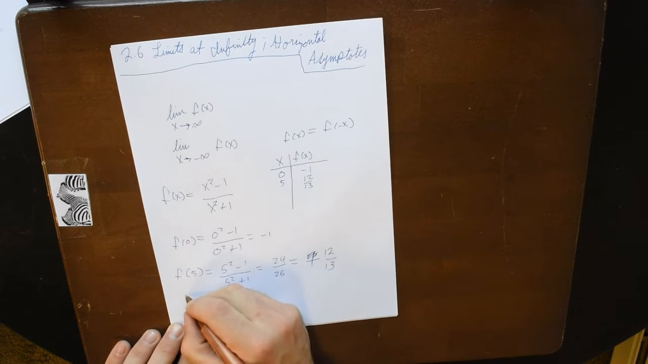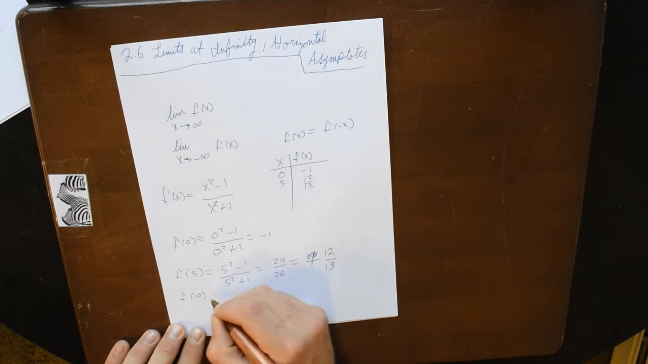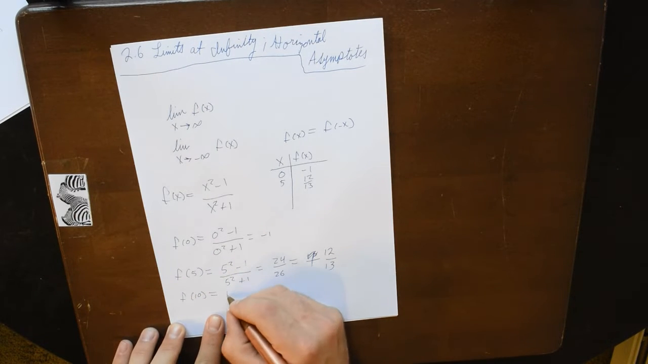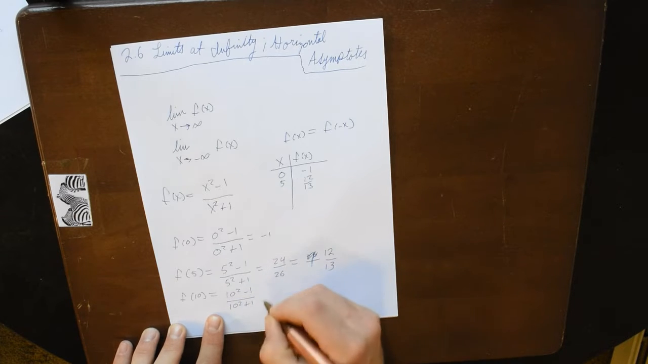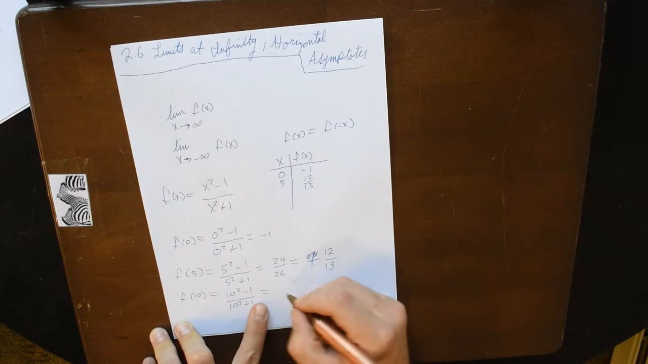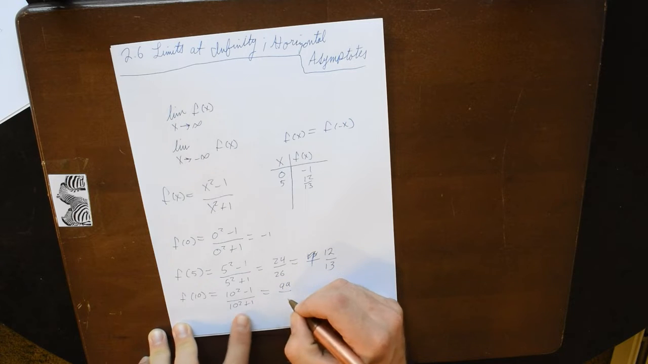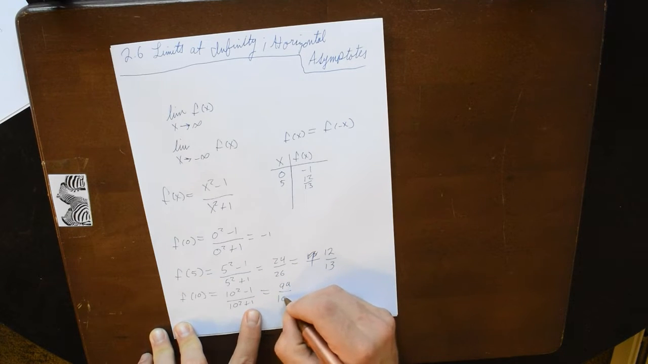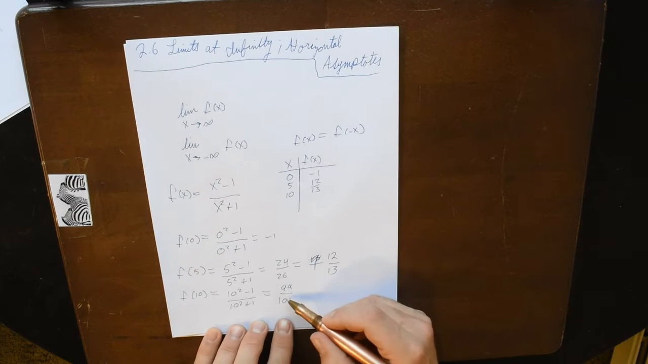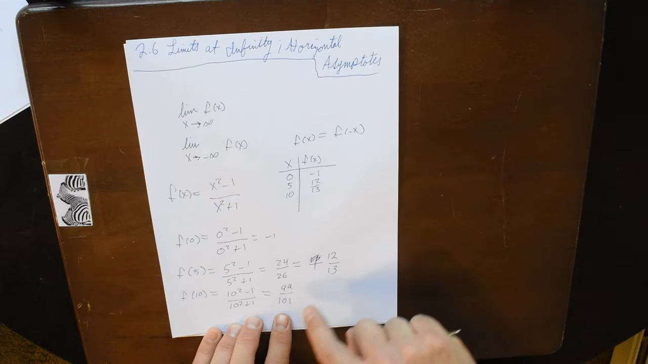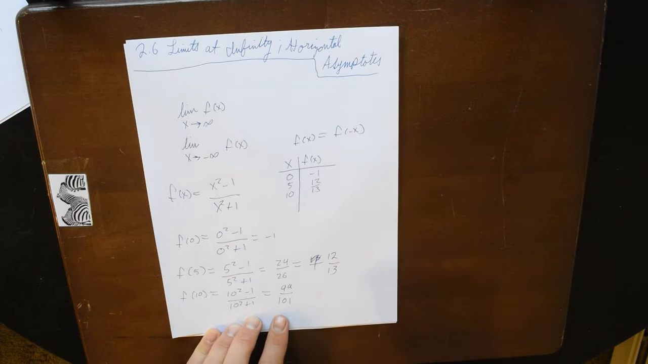Let's keep going bigger. What if we put 10 into this function? Well, that'll give us 10 squared minus 1 divided by 10 squared plus 1. That'll give us 100 minus 1, or 99, divided by 100 plus 1, 101. Notice how these two numbers are getting a lot closer. 99 and 101, their ratio is a lot closer to 1 than 12 and 13 is.